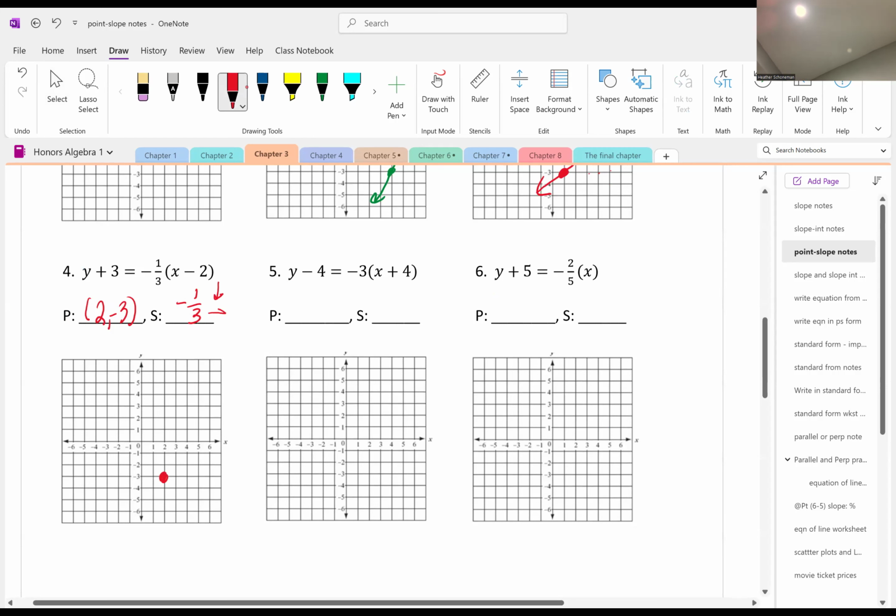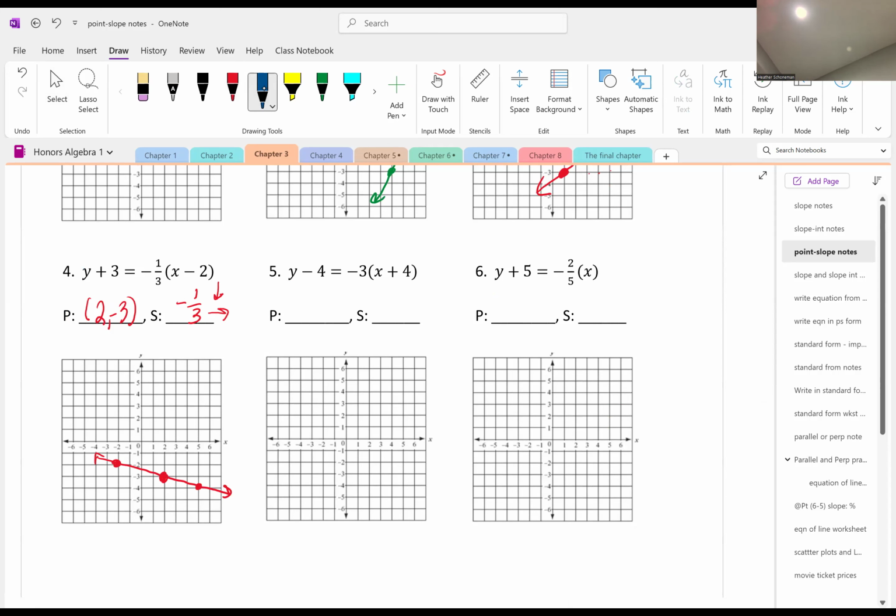And when it's negative, remember, we're going to go down and to the right, or the opposite would be up and to the left. And then if we take a look at this, that graph would be going down from left to right. So that's a good thing.